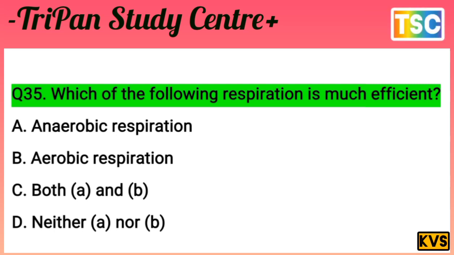It means the option here is B, aerobic respiration. That's important here. The question is which of the following respirations is efficient? It means B, aerobic respiration. Aerobic respiration requires oxygen and generates 36 ATP molecules per glucose molecule here. That's important for the exam point of view, and also based on the textbooks. This topic was till here.